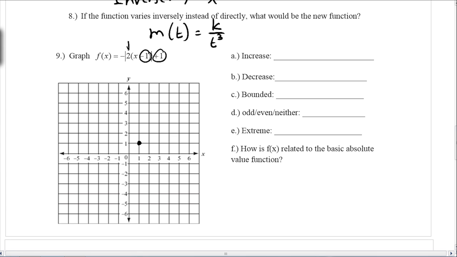This 2 here means that it's going to be a horizontal shrink, because instead of multiplying by 2, I'm actually dividing the x values by 2. And this negative right here means that it's going to be flipped over the x-axis, so it's actually going down. If it's shrunk horizontally, this would normally be 2, but since it's a multiple of 2, I'm actually cutting it in half, so it's going to be in this location between 1 and 2, and between 0 and 1. And then we just keep plotting points from there.